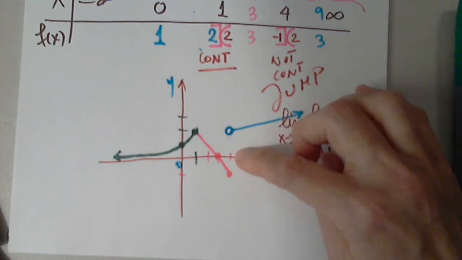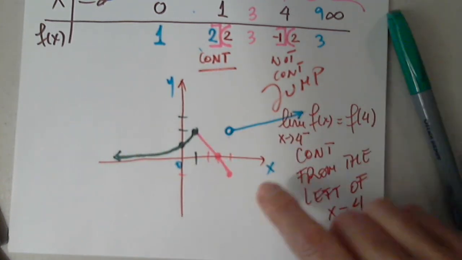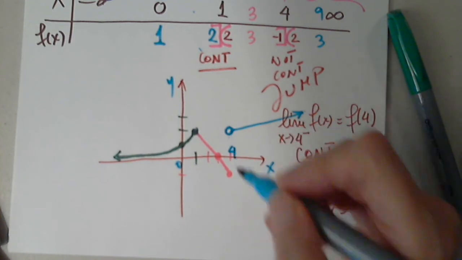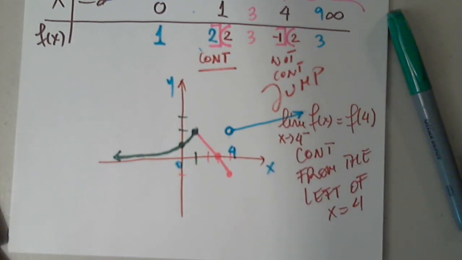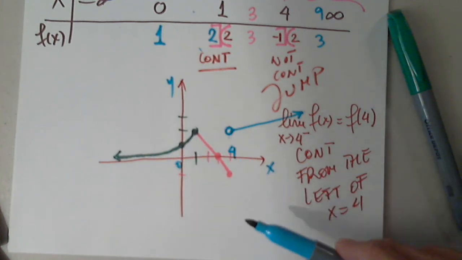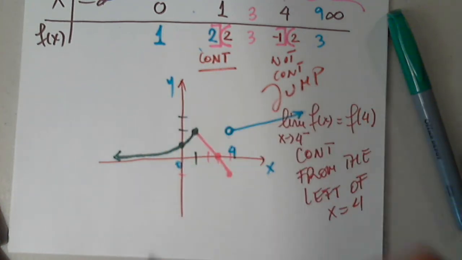So the only point at which this function is not continuous is 4. Continuity again, the limit from the left equals the limit from the right and equals the function value at that point.